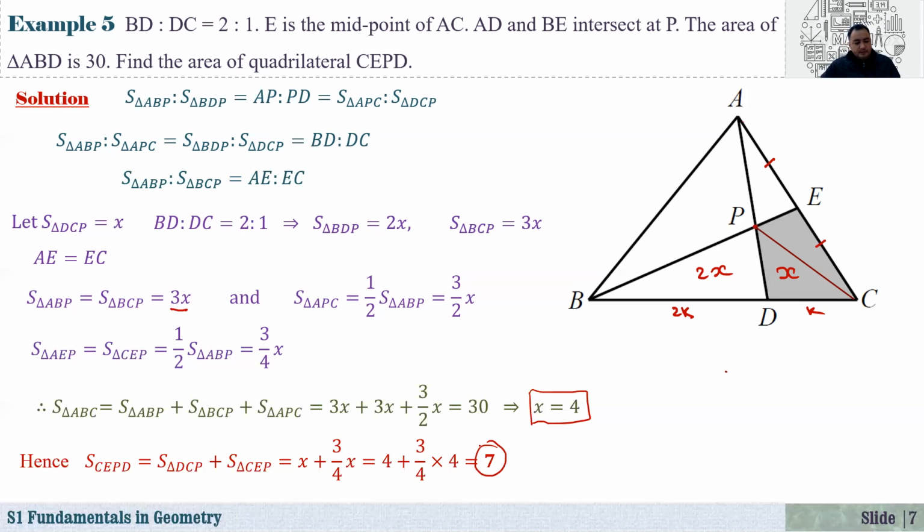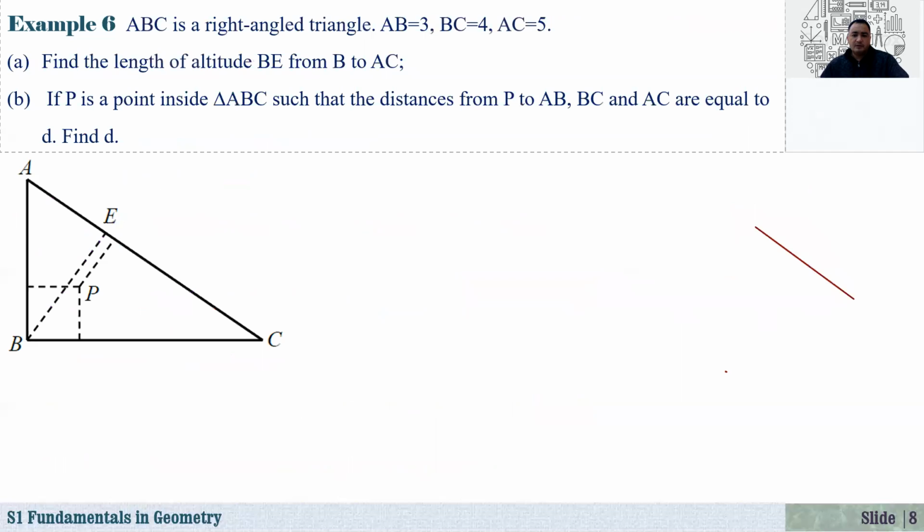All right, so we have another example, example 6. Okay, let me just delete our previous work. In question 6, ABC is a right angle triangle, and AB is equal to 3. So this AB is equal to 3, and BC is equal to 4, and AC is equal to 5. Question 1A, find the length of altitude BE from B to AC.